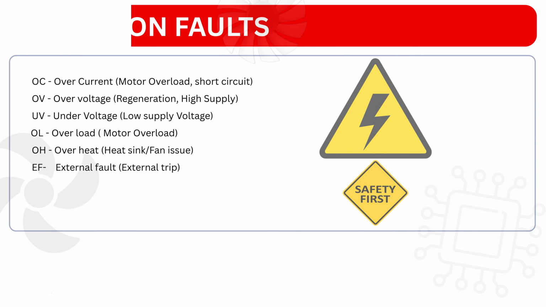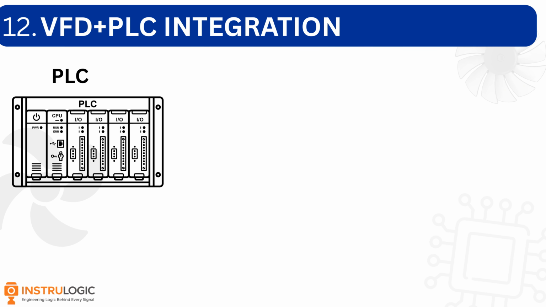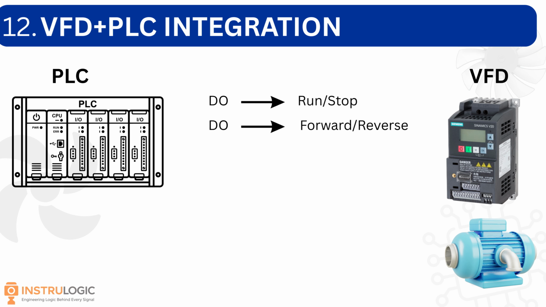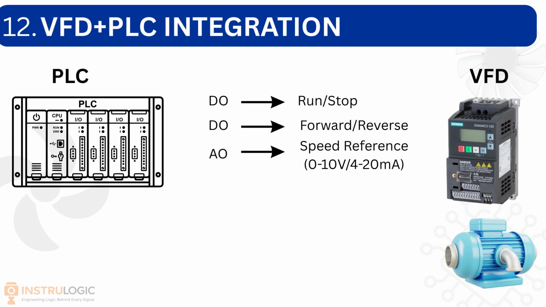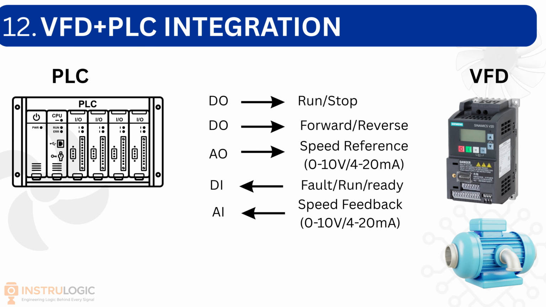In most industrial applications, VFDs are integrated with PLC for automatic control and monitoring. The PLC sends digital commands to the VFD for functions such as run, stop, and forward or reverse operation. An analog output signal, typically 0 to 10 volts or 4 to 20 milliamps, is used to provide the speed reference. In return, the VFD sends status signals such as run, ready, and fault back to the PLC, along with speed feedback when required. This integration enables centralized control, automation, and real-time monitoring of motor-driven processes.